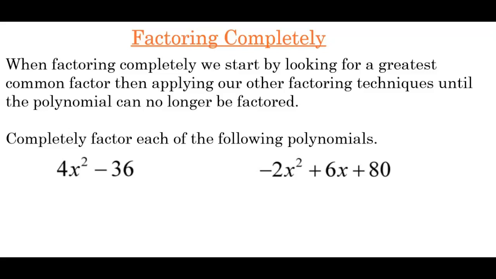The reason I suggest looking for a greatest common factor first is it's easier to look for that greatest common factor before we apply our other factoring techniques, although it can be done at the end, just a little bit more difficult to identify as you start breaking up into smaller factors. So for that reason, I suggest look for your greatest common factor first, and then you're also going to have a simpler polynomial to try to factor further.